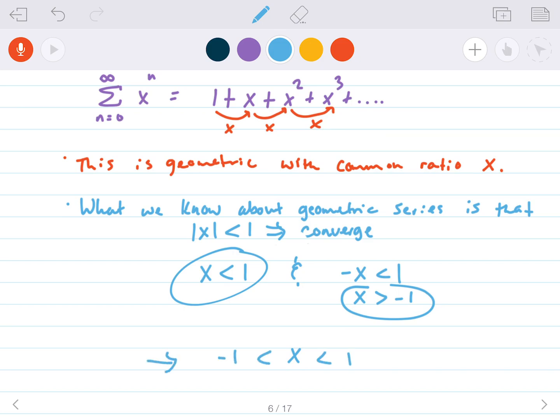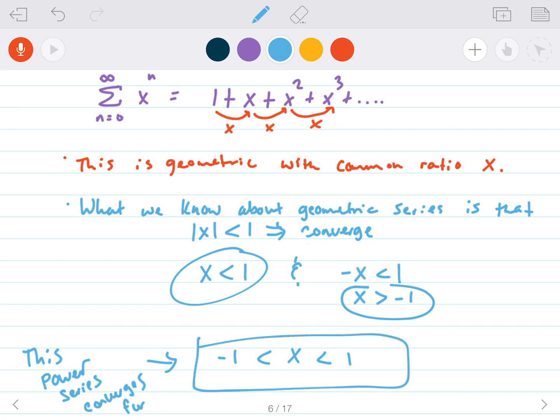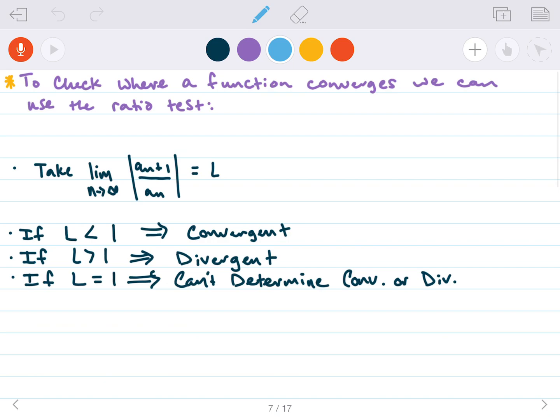So this power series converges for x bigger than negative 1 and less than 1. So this is our answer here. And it diverges otherwise. Okay.